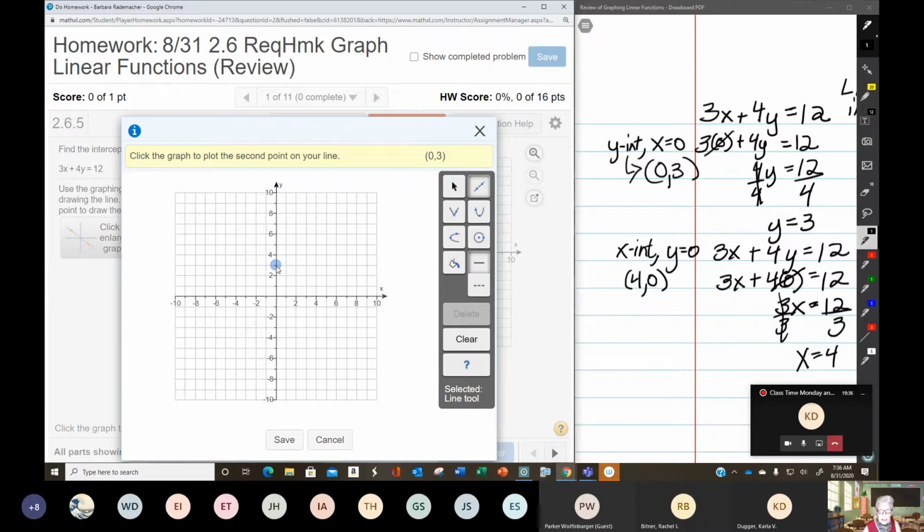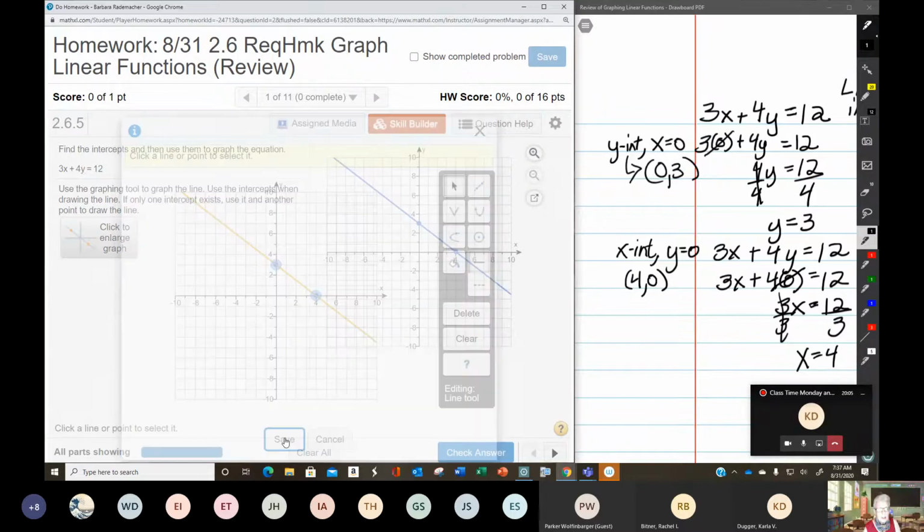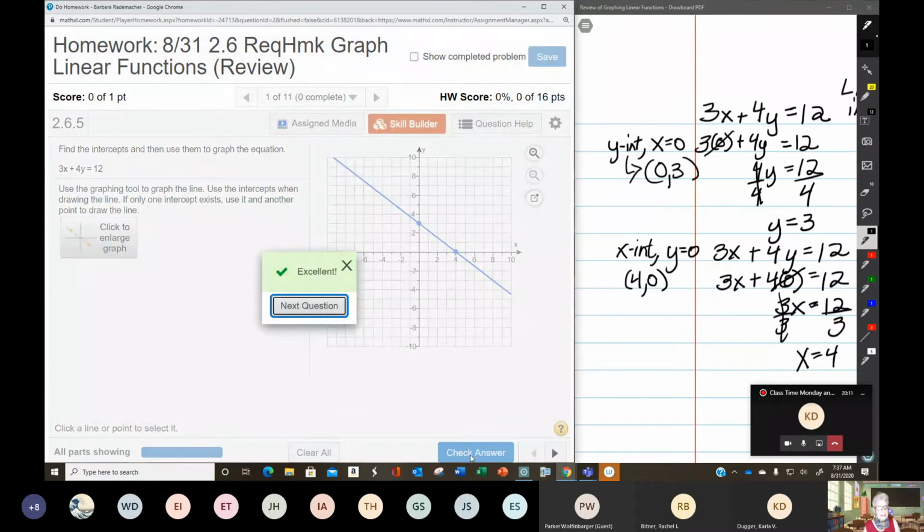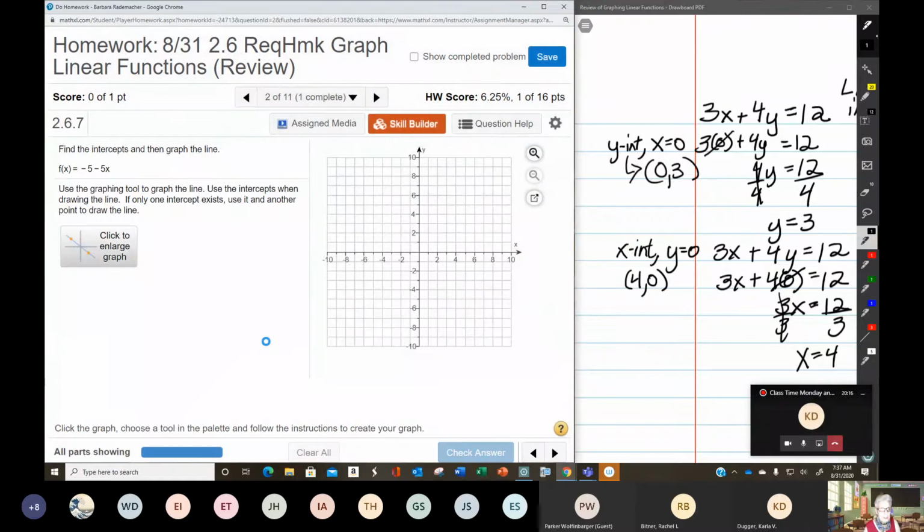Click. Now, it says click the graph to plot your second point on your line. And that's going to be (4, 0). So there's my line. All I need is 2 points. And I am going to come down here to save, and save my line and then check my answer. And it says excellent. So we'll go to the next problem.